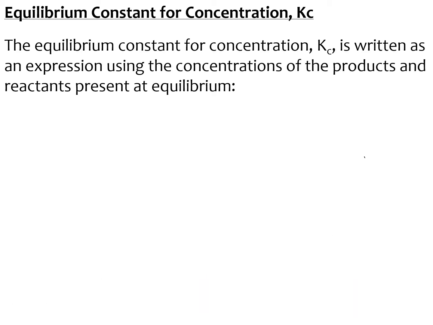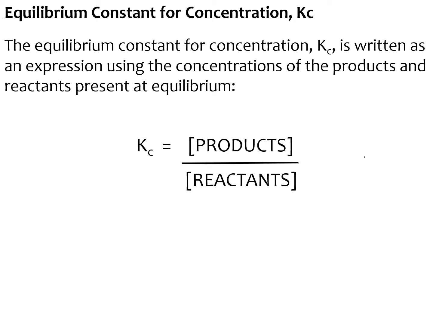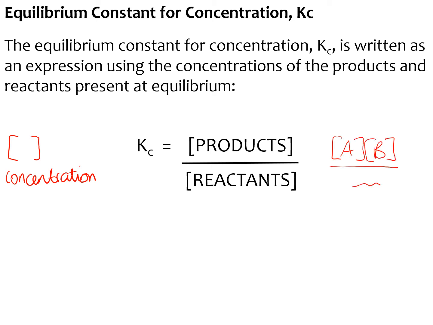The equilibrium constant for concentration, Kc, is written as an expression using the concentrations of the products and reactants present at equilibrium. Now we have a general format for this, and Kc is always the concentration of the products divided by the concentration of the reactants. Now in chemistry, square brackets means the concentration of the species inside the bracket, always, and we must use square brackets for Kc expressions. And if we have multiple products or multiple reactants, it would be the product of those. So we would times them together on the top and on the bottom.